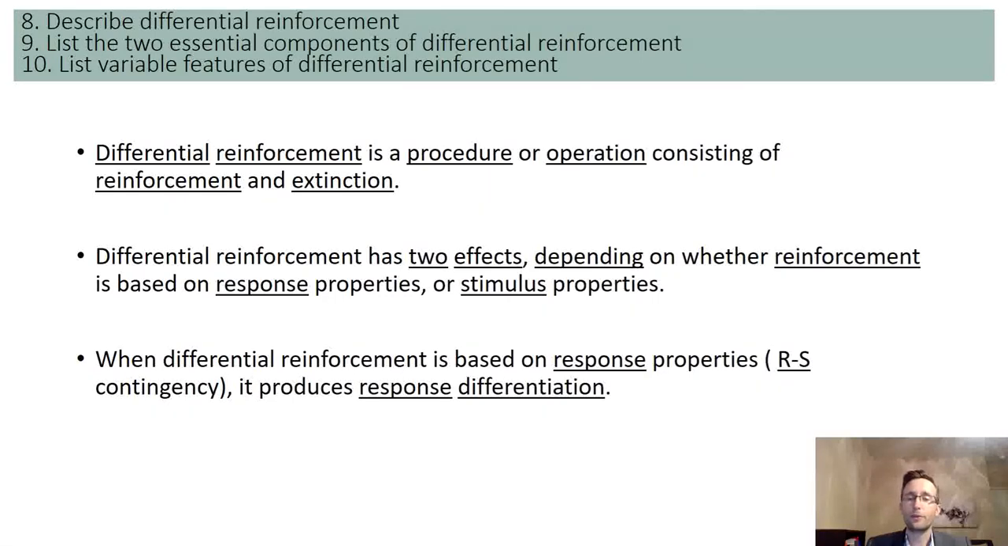When differential reinforcement is based on response properties, it produces response differentiation. So the contingency that describes response differentiation is an RS contingency, response consequence. Okay, so in other words, when one or more responses produce a reinforcer and others don't, the responses that do produce the reinforcer increase in probability in the future, while the others decrease in probability in the future. That outcome is called response differentiation.